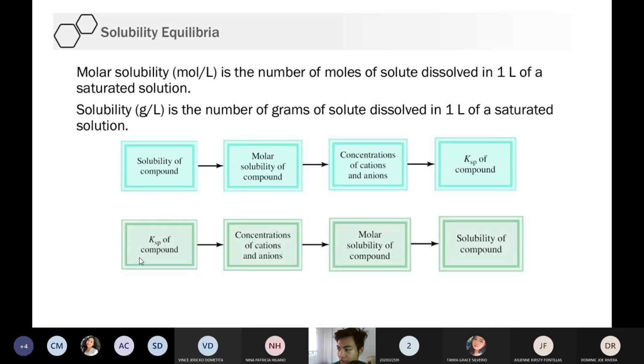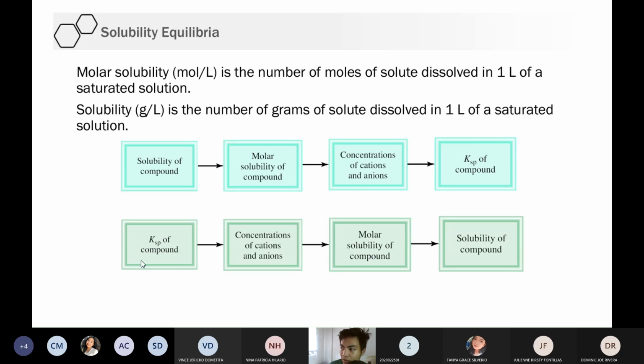And here's the general format of solving for problems like this. Suppose you are given the solubility of a compound and you were asked to solve for the Ksp. First things first, you get the molar solubility if that is expressed in grams per liter. You get the molar solubility by dividing your solubility by its molar mass. Then once you have your molar solubility, plug it into your ICE table that shows the concentration of your species.